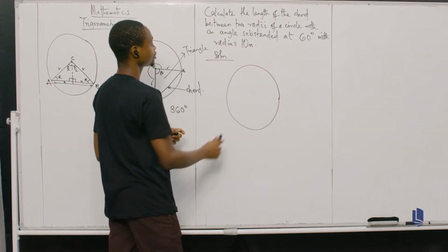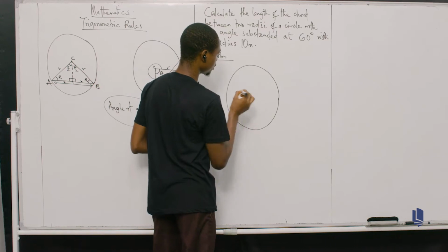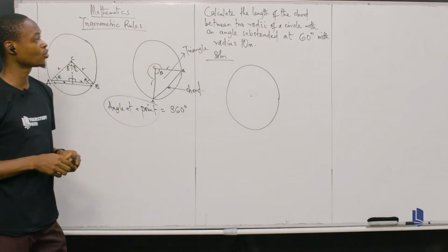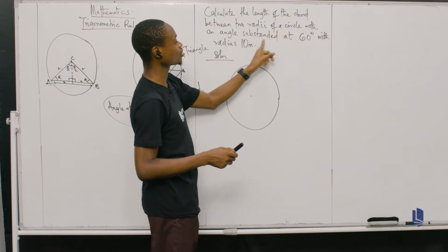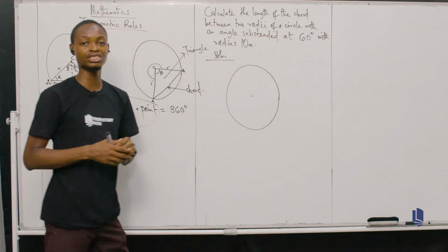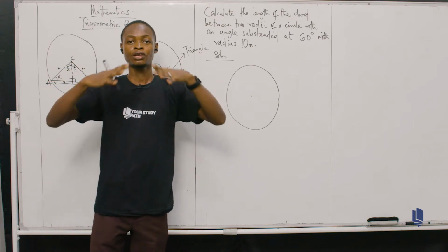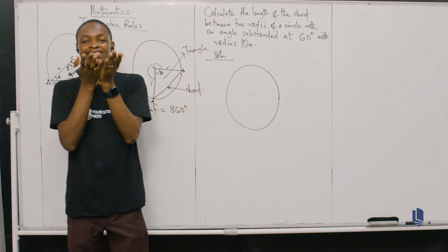Now this is our circle. It has obviously a center. Now what we know is that it's between two radii with an angle subtended at 60 degrees. What that means is that between the two radii, the angle is 60 degrees.